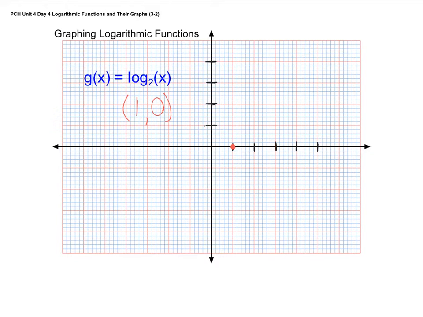And then what's another point? 2, 1, okay? The log base 2 of 2 will equal 1, because 2 to the first equals 2. All right, so there's our point, 2, 1. I'll put that there. Anyone else give me another point that's on here? 4, 2. There you go. 4, 2 is also on here, because 4 is 2 to the second power. So 4, 2.